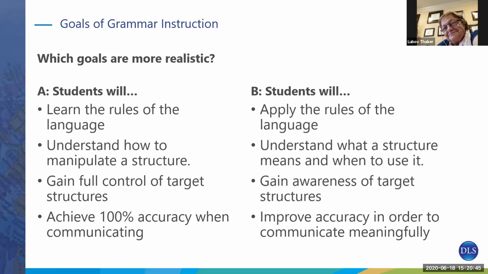And so I think a lot of the idea of this, the goals of grammar instruction, not just for you as teachers, but for your students as well, is helping them set a realistic expectation for themselves, that it's okay when they make mistakes. The idea is that we're trying to learn how to apply the rules, understanding when to use things, and improve your accuracy, but not expect 100% from themselves.